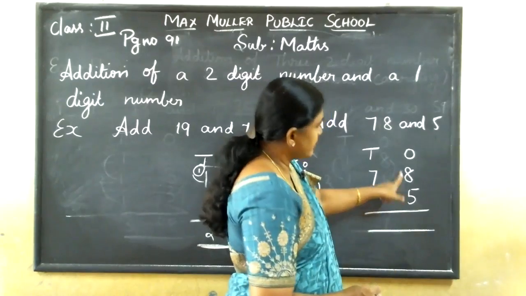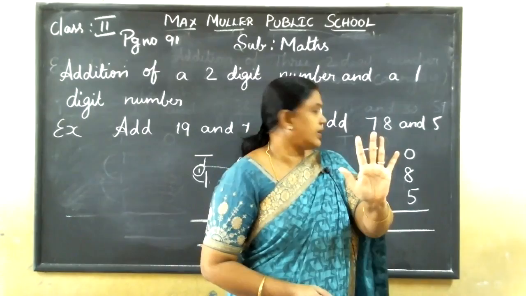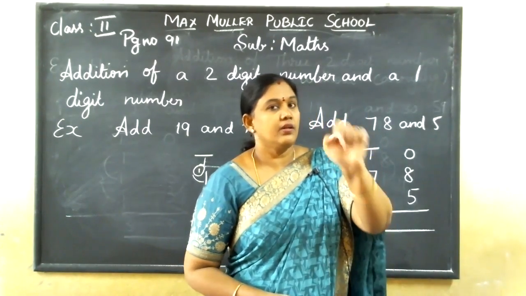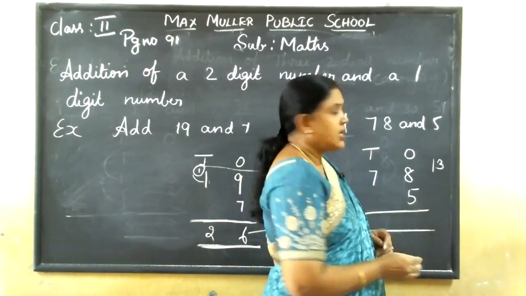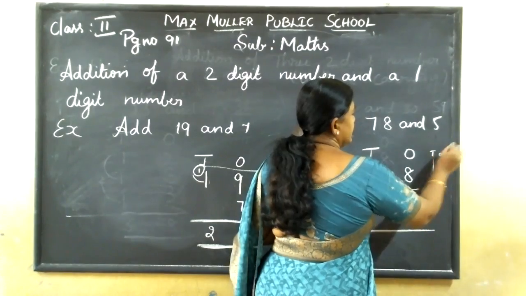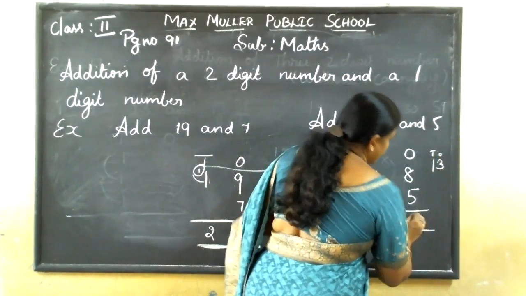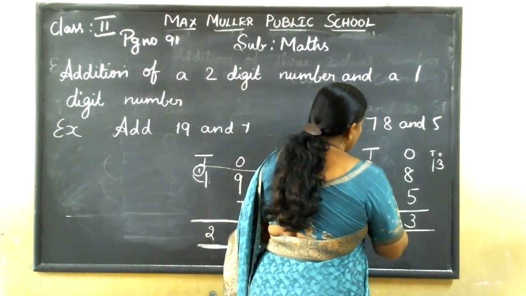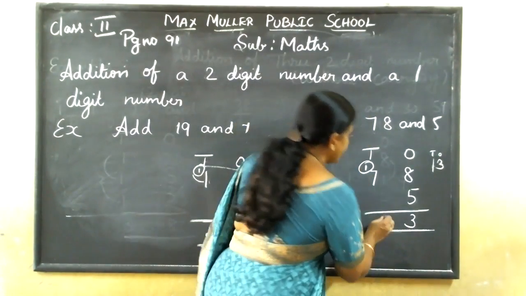See, now first we add the ones column. 8 in the mind, 5 on the fingers. After 8: 9, 10, 11, 12, 13. 13 is also a two-digit number. So what will you do, children? In the ones column, you will put 3 here. In the tens column, you will carry the 1. So now 1 plus 7 is 8.